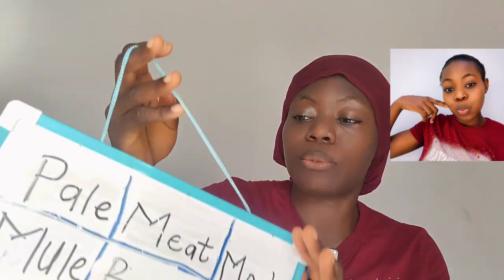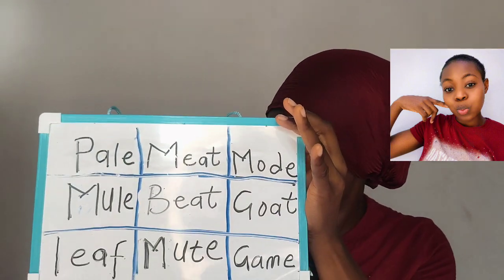So the natural sound of A is the long vowel sound. A. E, that long vowel sound. I, O, U. So the first vowel takes the long vowel sound, whereas the second vowel goes silent. So let's look at this set of words. Let's look at this set of words here.